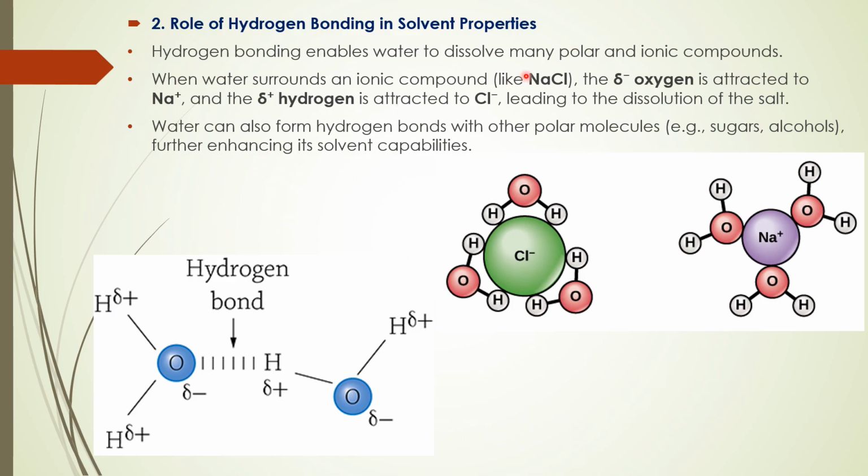Role of hydrogen bonding in solvent properties. Hydrogen bonding enables water to dissolve many polar and ionic compounds. When water surrounds an ionic compound, for example NaCl, it will break it down into Na+ and Cl-, with partial positive on Na and partial negative on Cl.